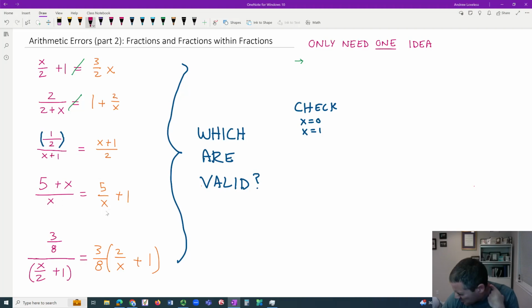5 over 2 plus 1 is 7 over 2. Okay, this one I'm unsure about. So this one, no. This one might be right. But you can see how I don't trust my algebra. Every time I do something, I kind of look forward and backwards. Maybe I haven't plugged in a number.